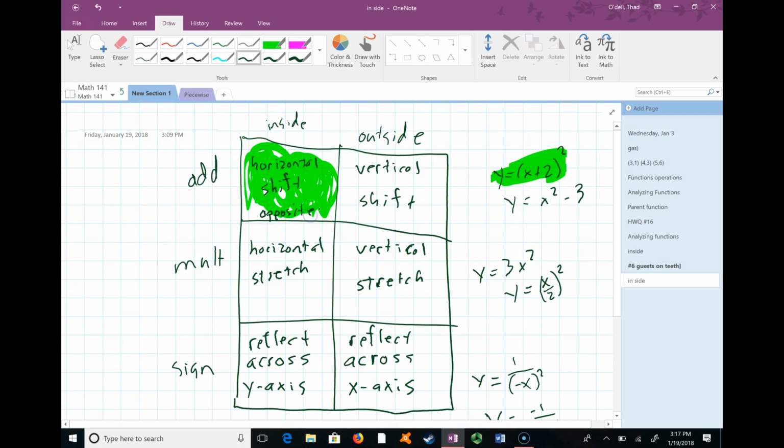Meaning that if you add 2, we usually think of adding as going to the right. But if you add 2 on the inside of an equation, what's going to happen to the graph is it's going to move it to the left 2. So adding 2 on the inside moves it to the left. Subtracting 2 or adding a negative means it's moving to the right.